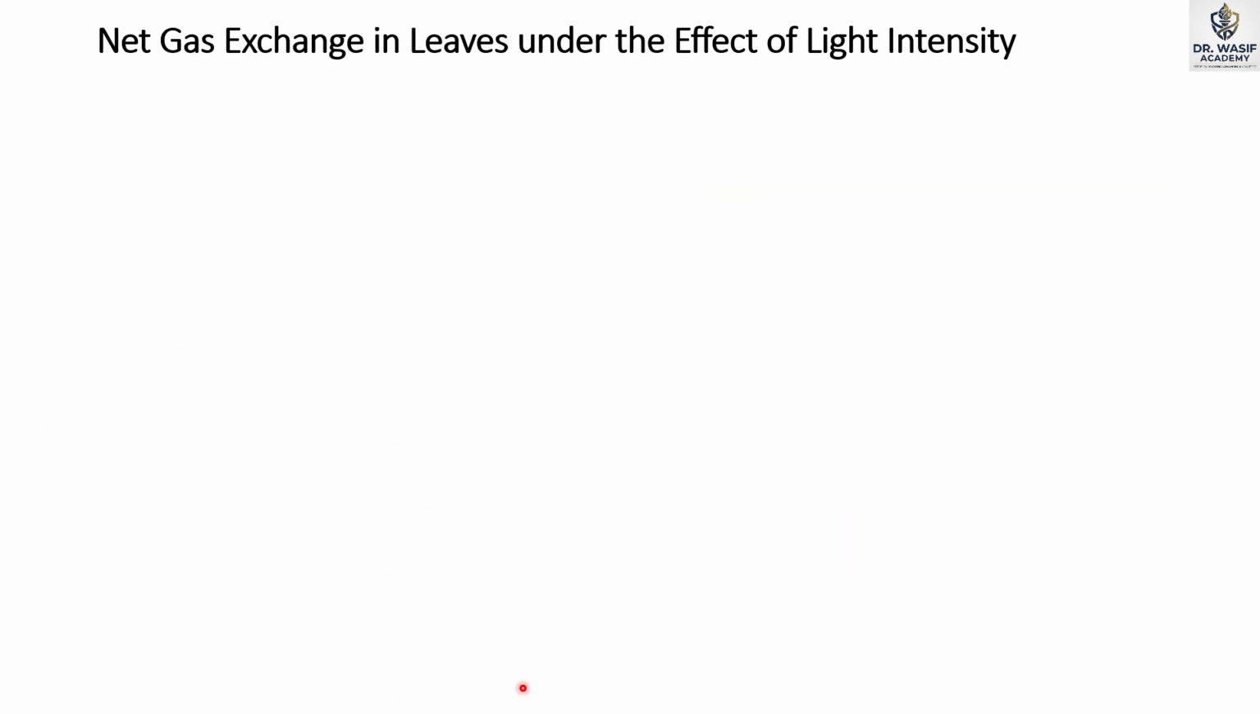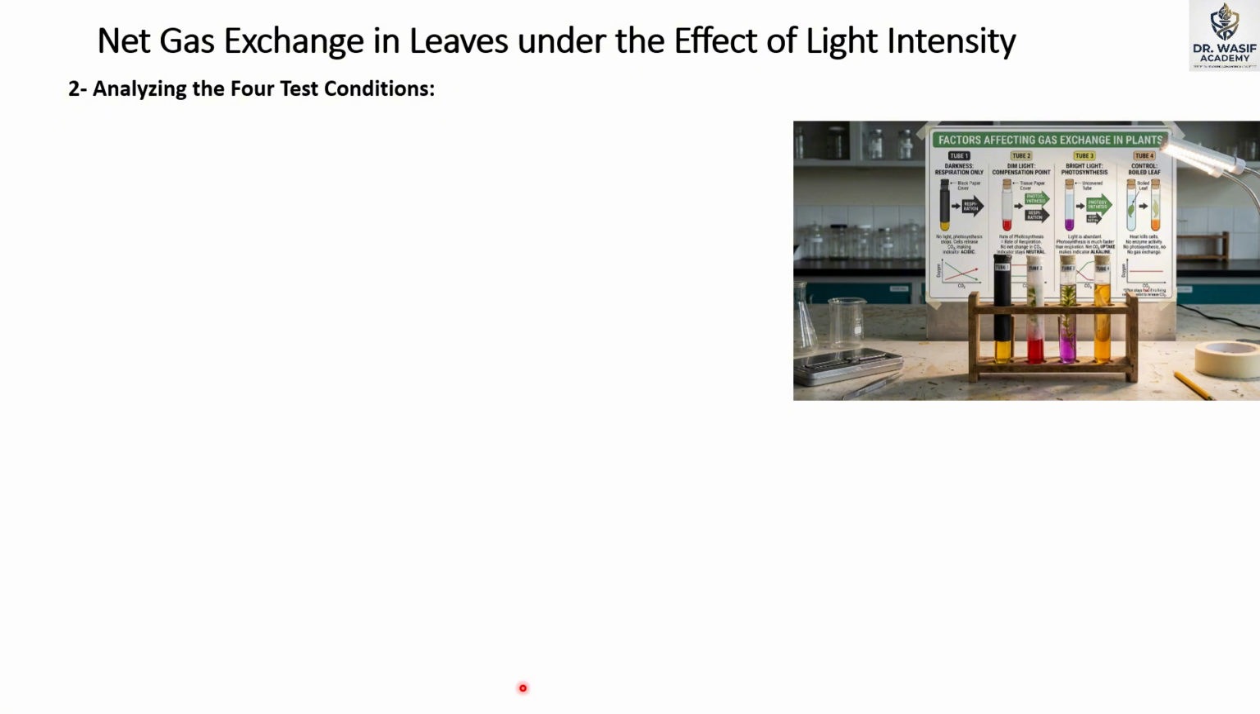Now let's put our knowledge into practice with a classic experiment. We're going to place identical leaves into 4 different tubes with hydrogen carbonate indicator and change the light conditions.